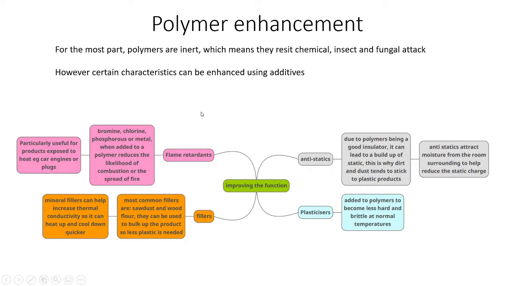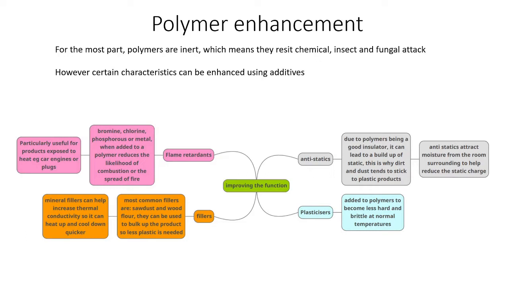So flame retardants, that's where you can add things like bromine, chlorine, or phosphorescent material. When added to a polymer, it reduces the likelihood of combustion or the spread of fire. So combustion basically is if you have a material near an extreme heat or a flame, how likely is that material to then go up in flames? In everyone's house, you've got electrical plugs that are probably made out of ABS or something similar. So you need to make sure that it's got good flame resistance, flame retardants on it, so it doesn't catch fire.